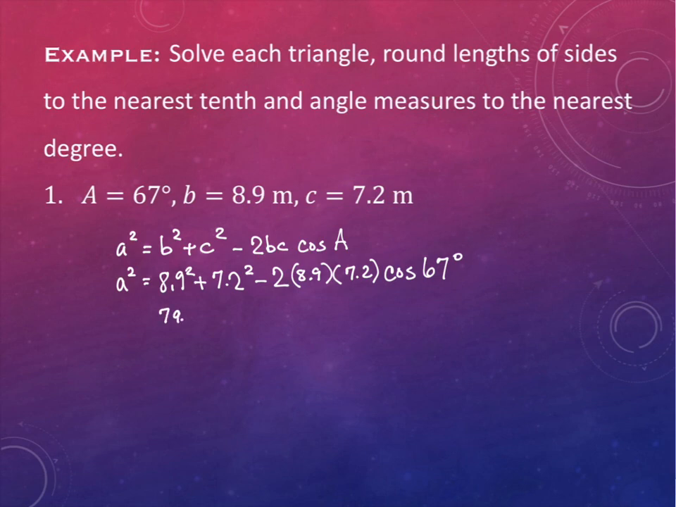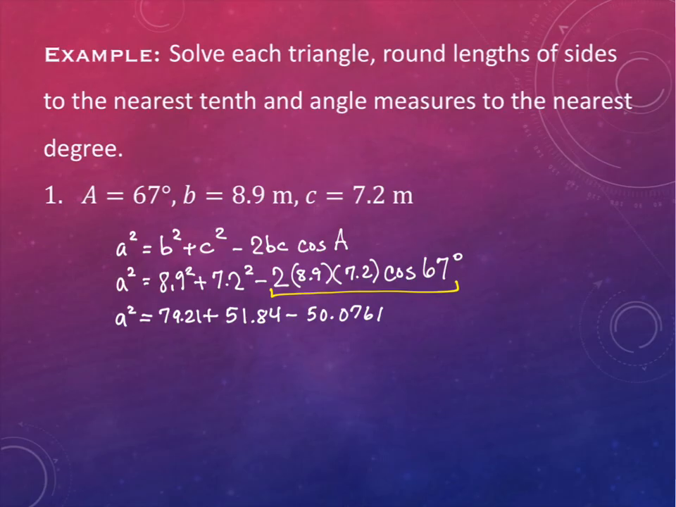So this one's 79.21. I have 51.84. And then I will go ahead and put all of this into the calculator at once, making sure I'm in degrees, which I'm not, so now I will be. So 2 times 8.9 times 7.2, and then cosine of 67. And I have 50.0761. We'll go with 4 decimals here for now. I know the answer at the end is going to have fewer, but I'm just going to keep them along the way. And this is equal to a squared, right?